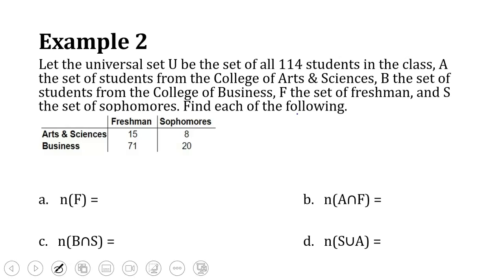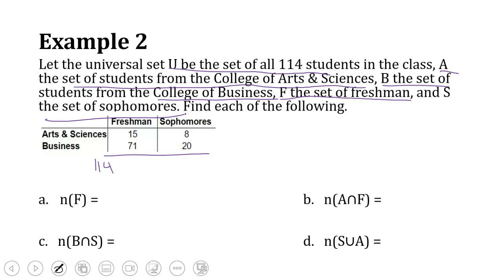So let's look at number 2. Let the universe be 114 students. Let A represent the College of Arts and Sciences. Let B represent the College of Business. F is the set of freshmen, and S is the set of sophomores.